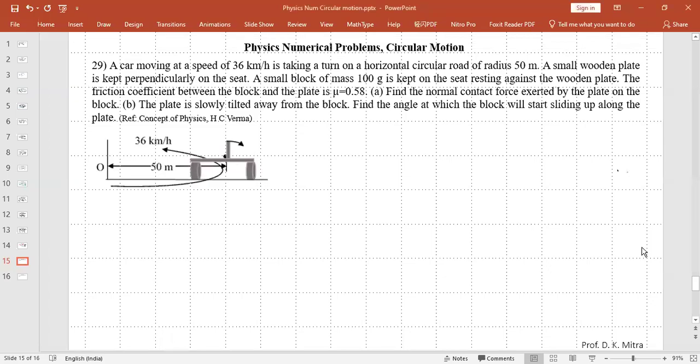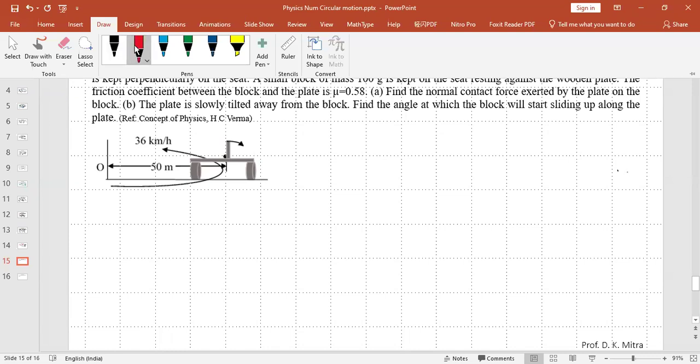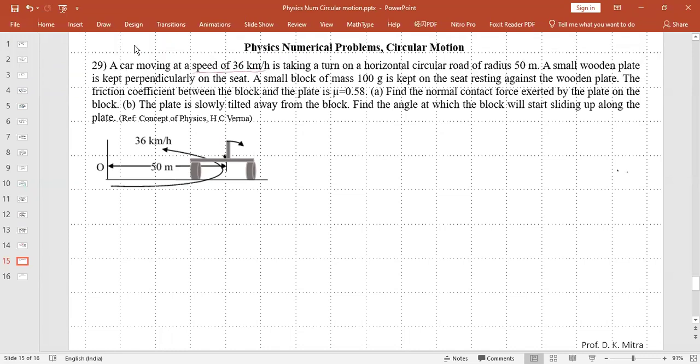Now let us take problem 29 of your textbook. Problem 29 says that a car is moving at a speed of 36 kilometers per hour. So we have to do it. First we convert: 36 kilometers per hour is equal to, we know, 10 meter per second.